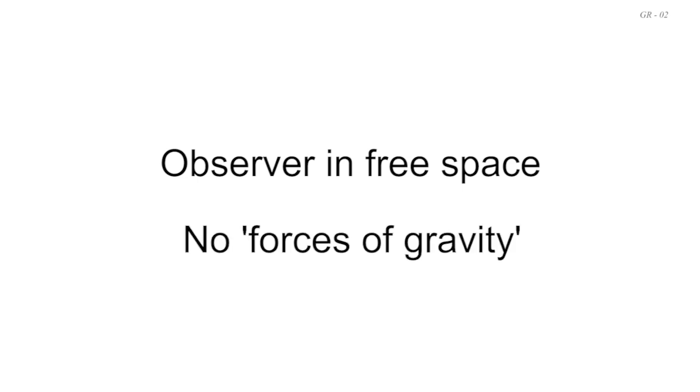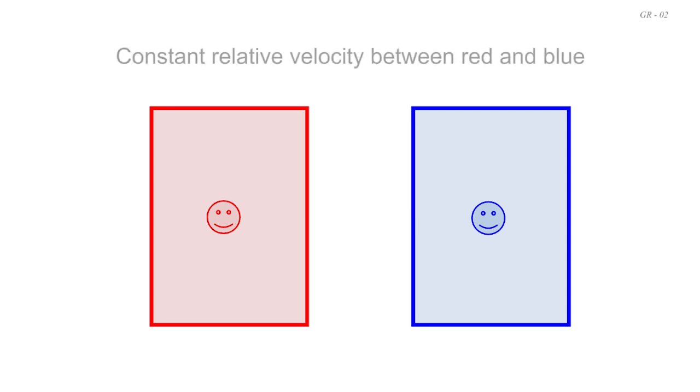Imagine we have an observer in a spaceship out in free space, infinitely far away from any other large masses, away from major gravitational influences, etc. Assume there are essentially no forces of gravity on the spaceship. Consider first the simple situation of the spaceship and the observer inside, and let's call this the blue frame of reference. Assume also that there is another observer in another spaceship, the red frame of reference, and suppose there is a velocity difference of v between the two of them.